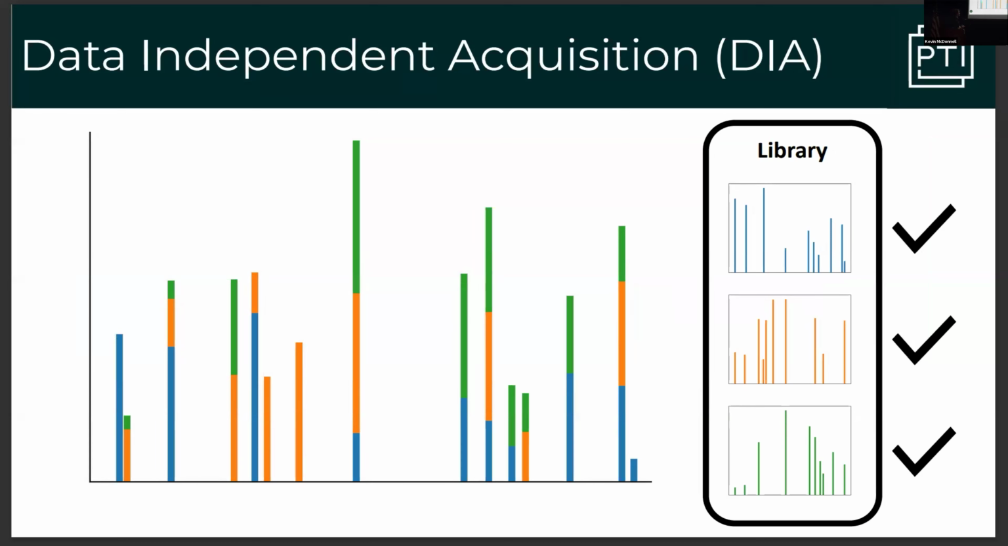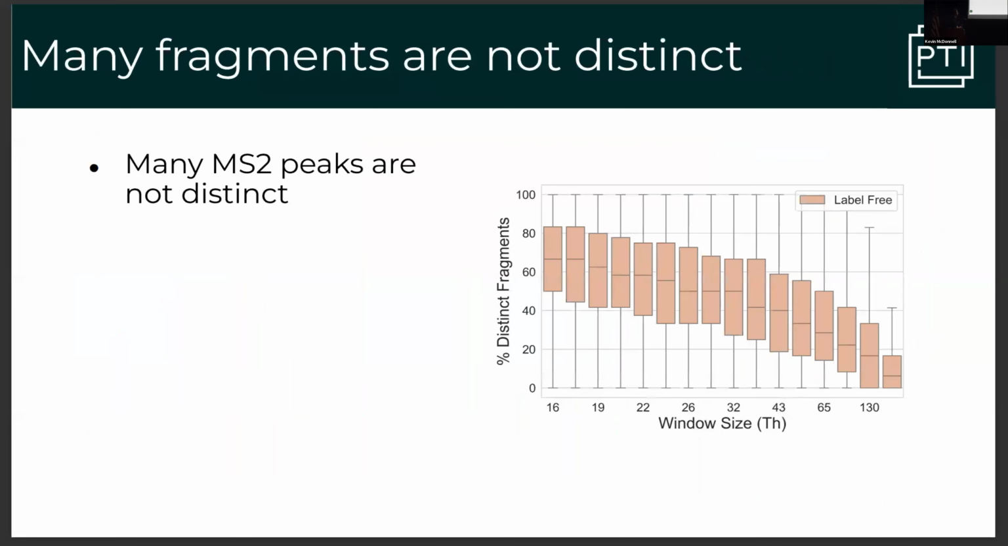Some peaks will be distinct, only attributable to one particular peptide. Some peaks will actually be a superposition of the contributions from multiple peptides if they share that fragment or have very similar M/Z properties. Just to look at how much this happens in a label-free case, for a 16 Thomson window size, which is not that big, you can see that most peptides have fewer than 70% of their fragments distinct. So even in the label-free case, we're seeing this overlap in terms of fragments.